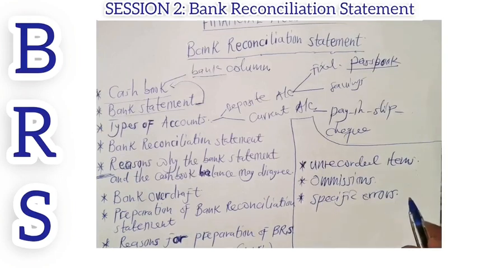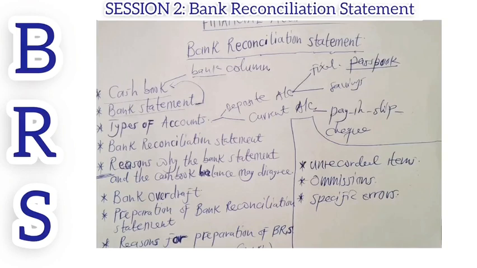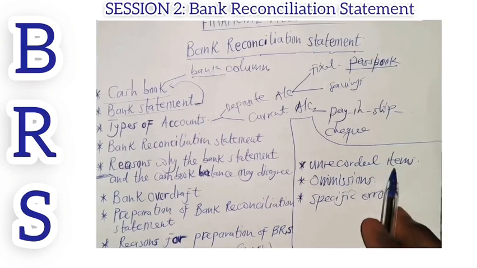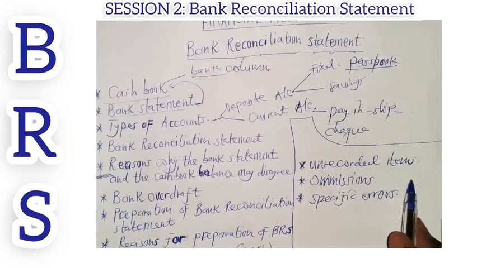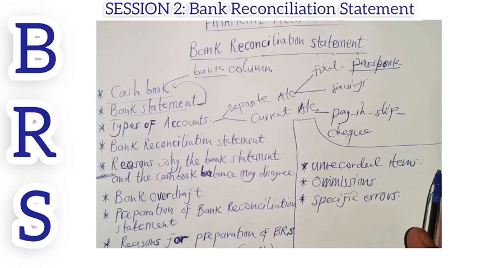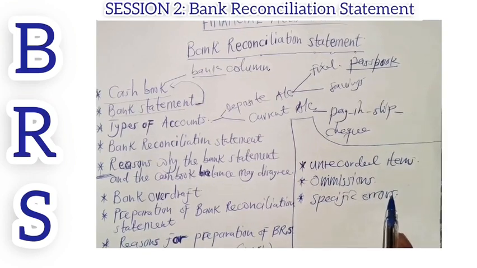And then the specific errors are attributable to both. They can be committed by the bank or by the current account holder, the customer of the bank. So let's note this. First, unrecorded items are an error made by the bank, by failing to record them. Then omissions are an error by the customer, the current account holder, failing to record in his book. Then the specific errors can be committed by both the bank and the customer of the bank.